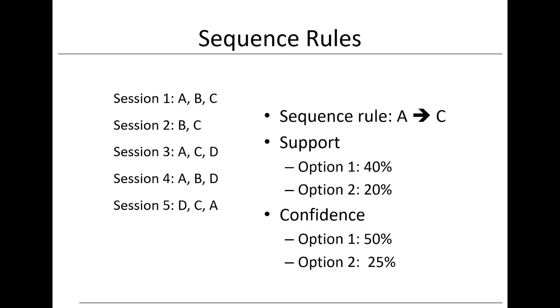Consider the sequence A implies C, or A to C. One can now calculate the support in two possible ways. One approach would be to calculate the support whereby the consequent can appear in any subsequent stage of the sequence. Here, the support becomes 2 divided by 5, or 40%. Another approach would be to consider only sessions where the consequent appears right after the antecedent. Here, the support becomes 1 divided by 5, or 20%. A similar reasoning can now be followed for the confidence, which can be either 2 divided by 4, 50%, or 1 divided by 4, 25%, respectively.